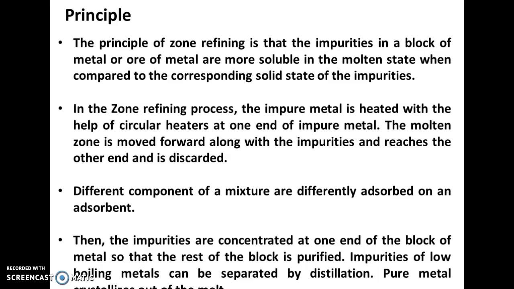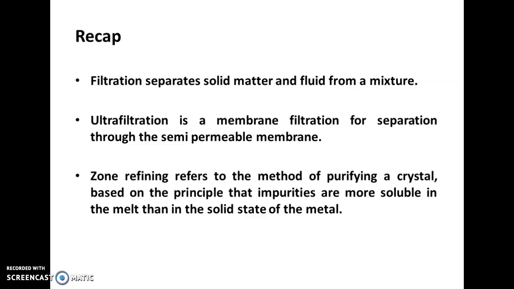That is, the impurities are concentrated at one end of the block of metal so that the rest of the block is purified, and impurities of low boiling point metals can be separated by distillation, and the pure metal crystallizes out of the melt.